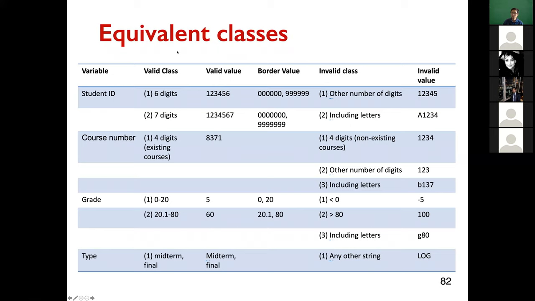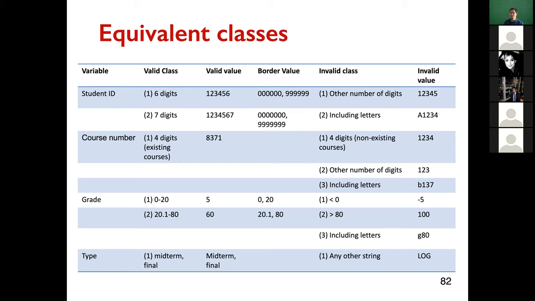For example, for student ID, we can have equivalence partitions like this. The first partition is any 6 digits, right? That's a valid input for student ID, or any 7 digits as another valid partition. So we can have some test cases using valid values. The valid value can be like 1, 2, 3, 4, 5, 6, and that's for the 6 digits partition. For the 7 digits partition, we can use a valid value like 1, 2, 3, 4, 5, 6, 7. You can have different values as long as they are valid 6 or 7 digit values.